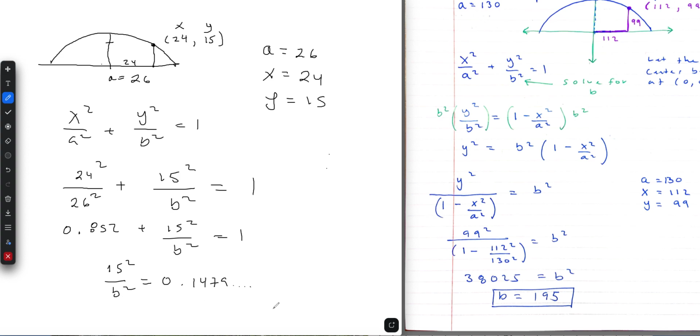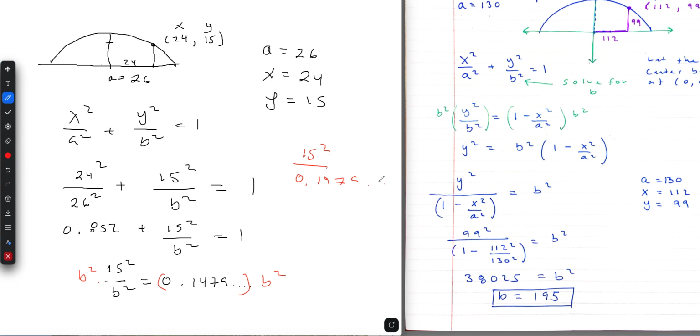And then think about, if I was going to solve this, I would multiply both sides by, let me show that part real quick here. I'd multiply both sides by b squared to get that up out of the denominator. And then I would divide that number over. So what I need to do is 15 squared divided by this 0.1479 blah blah blah number.